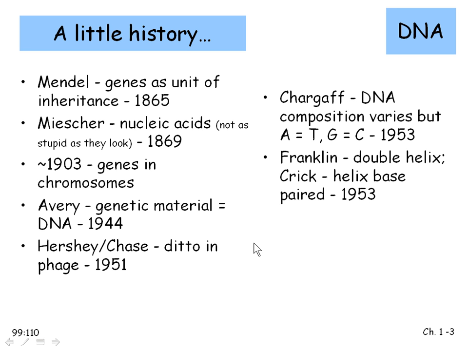Just around the turn of the previous century, people were able to demonstrate that the genes actually are physical structures inside chromosomes. So that was a further clue that something about the content or the structure of chromosomes would eventually explain inheritance.